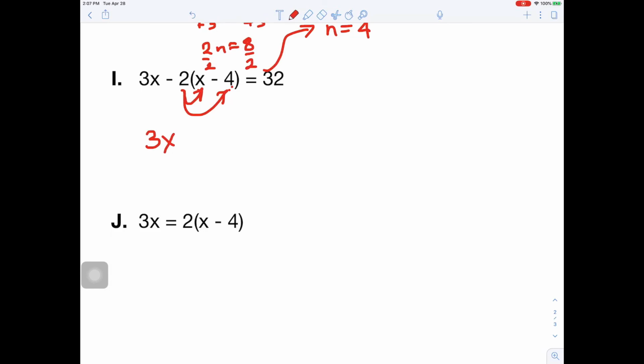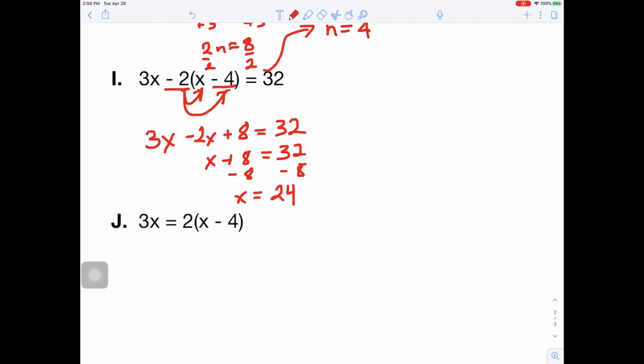So what you wind up having before you start is 3x minus 2x plus 8, because remember it's a negative 2 times a negative 4, equals 32. All right, so the 3x minus 2x gives me x plus 8 equals 32. And then we have to take away 8 from this side, take away 8 from this side. X is going to equal 24. And that figures out I.